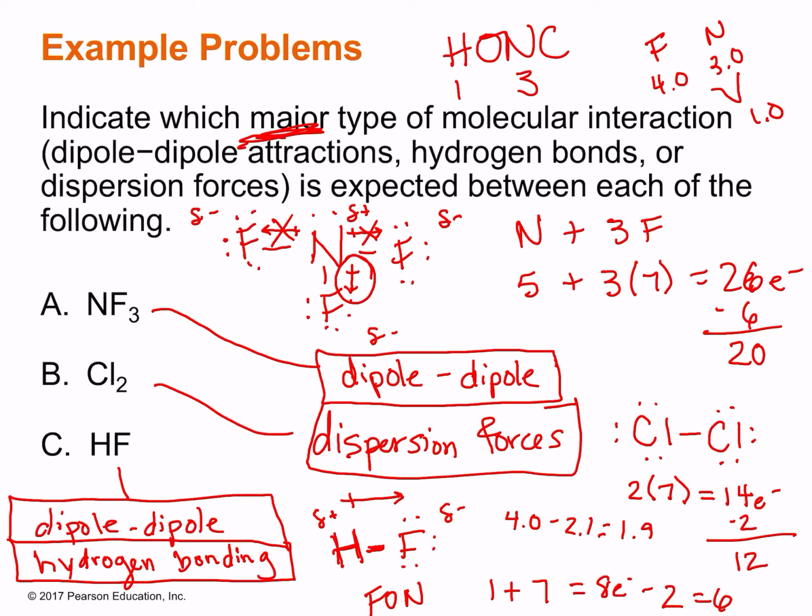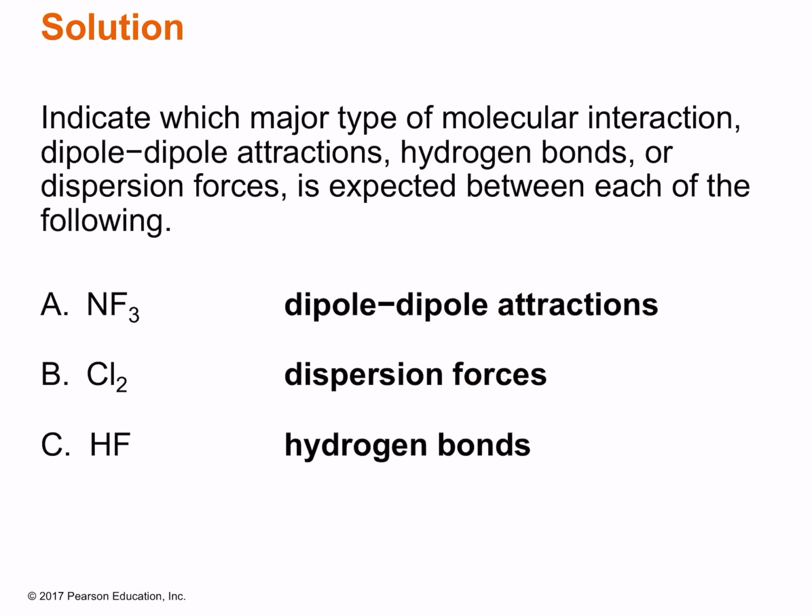So those are my example problems. Always make sure to draw the Lewis structure though before you try and figure out what type of bonding there is. So here's the answers.